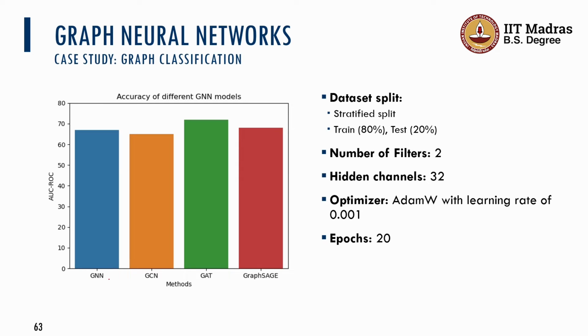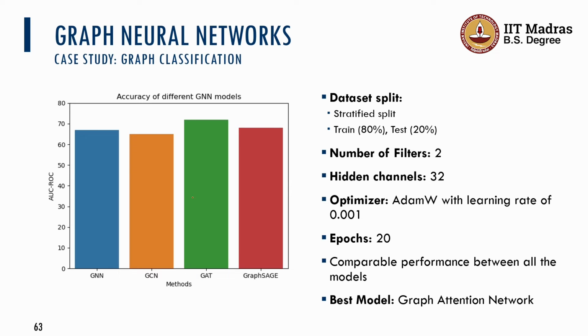Here, we have used different kinds of filters, graph neural networks: GCN, GAT, and GraphSAGE. And we can see that they have more or less the same kind of performance. However, graph attention networks, you can see here, are performing far better than any other network when compared on AUC ROC. And hence, the graph attention network is considered to be the best model in this particular setting.